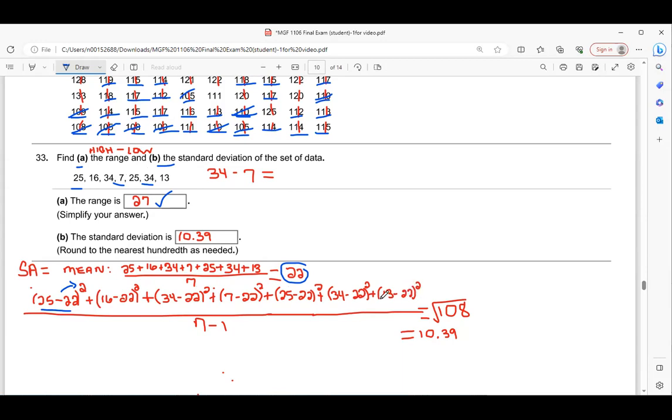So we take those differences, square them, add them all up, and then we're going to divide by our formula, which is n minus 1. And we had 7 digits. So 7 minus 1 is how we get our 6 right here. Once you add all these numbers together, you want to divide by 6, and you should get 108. You then take the square root, and that'll give you the standard deviation, which is 10.39.